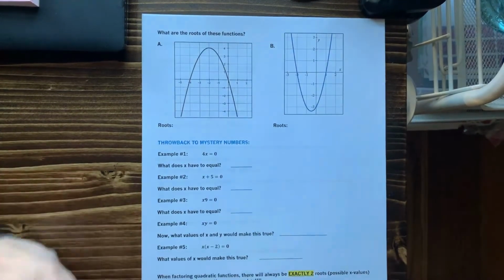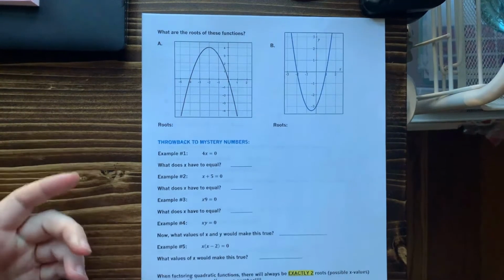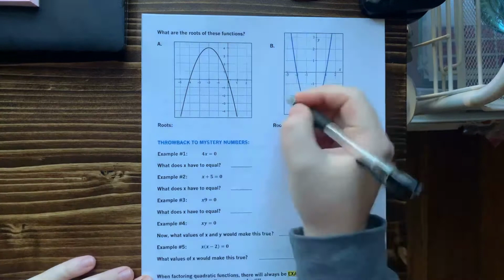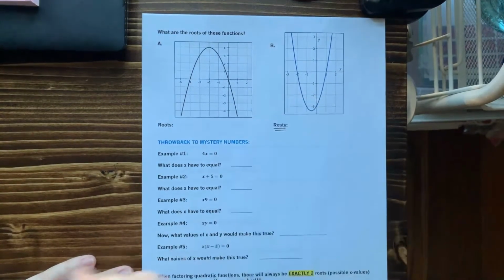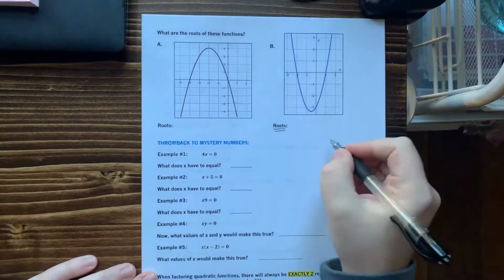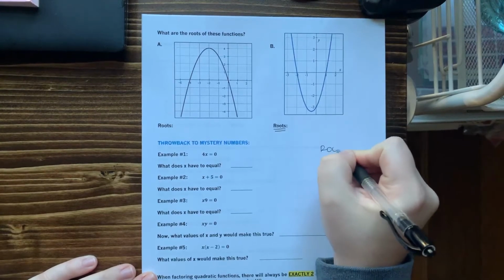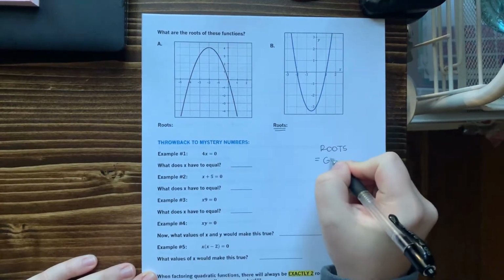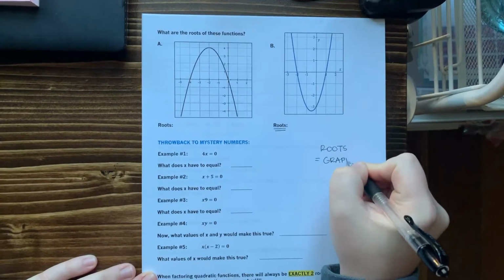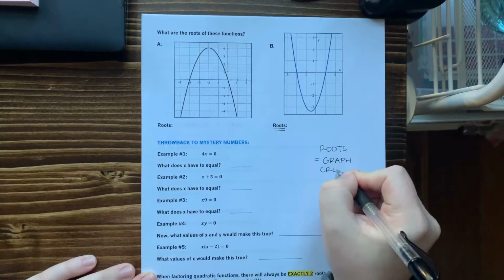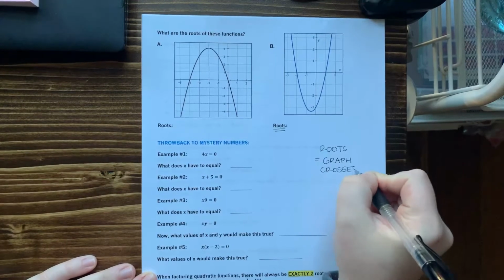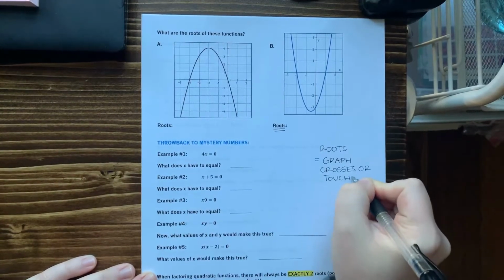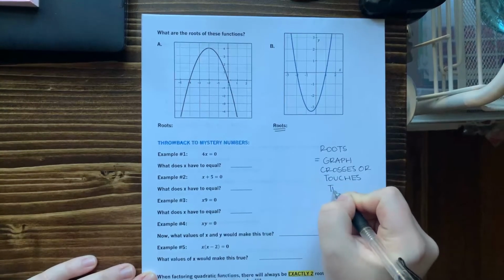So the last couple weeks we've been talking about key characteristics of quadratic functions, and one of those key characteristics is roots of a function. Remember, roots are where our graph crosses or touches the x-axis.